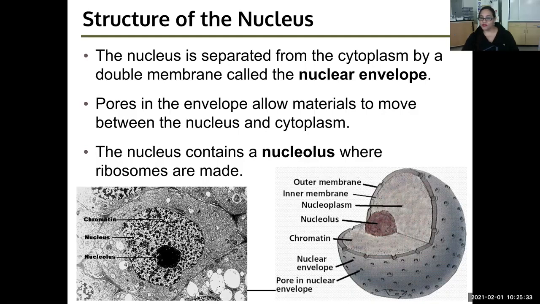So the whole thing is the nucleus. You can see there are little holes throughout its membrane, and then in the middle, that dark spot is the nucleolus. A lot of people on quizzes and tests get the nucleus and the nucleolus mixed up. Make sure you know the difference between them.